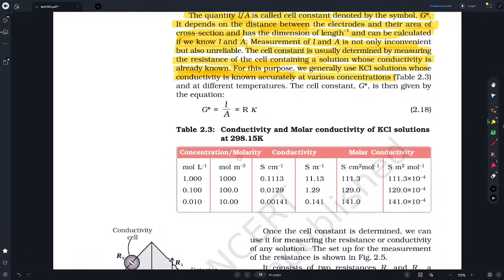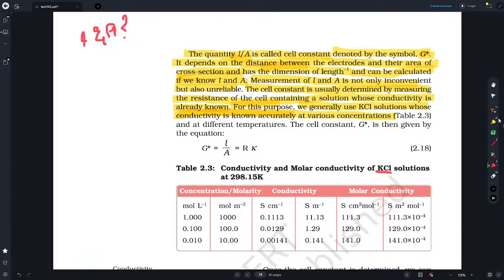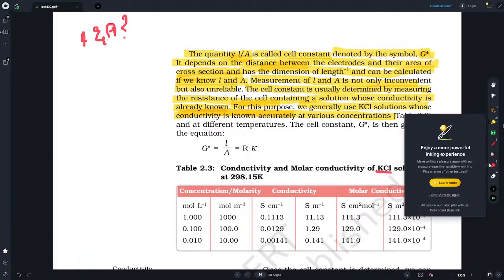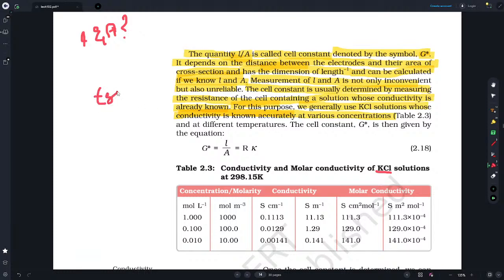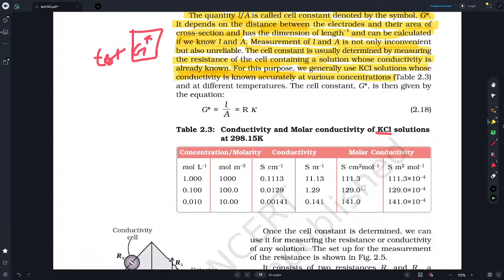Table 2.3 gives concentration, molarity, conductivity and molar conductivity values. This is specifically only for KCl solution. We can take KCl here as a test solution for finding the G star values. And at different temperatures, as we know, the conductivity and molar conductivity will change according to temperature. At different temperatures, they have given the values for KCl solutions.